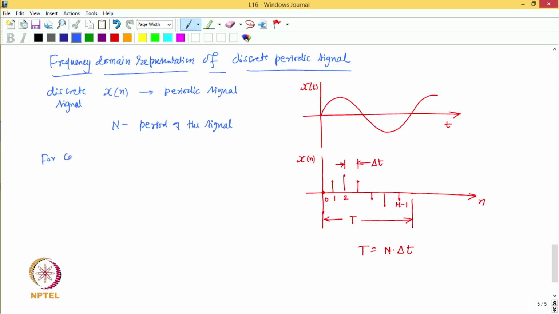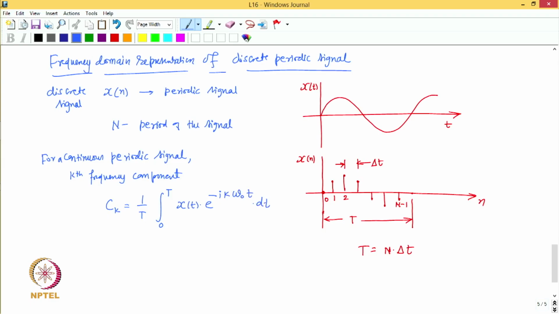So, for a continuous periodic signal, we already know from the Fourier analysis that the kth frequency component we can write as C_k equal to 1 by T times the integration over 0 to T, that is one time period, of x(t) e to the power minus i k omega naught t dt.